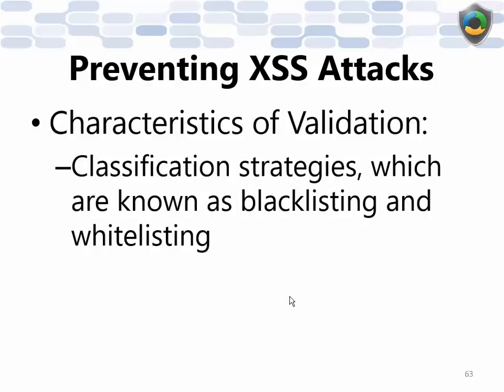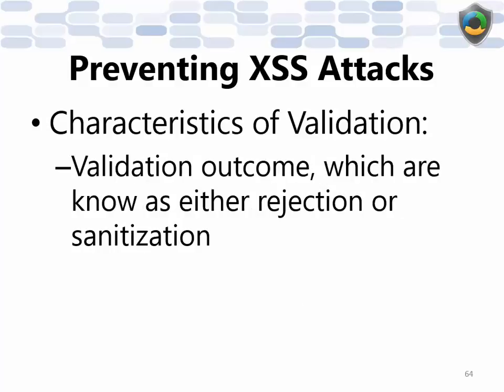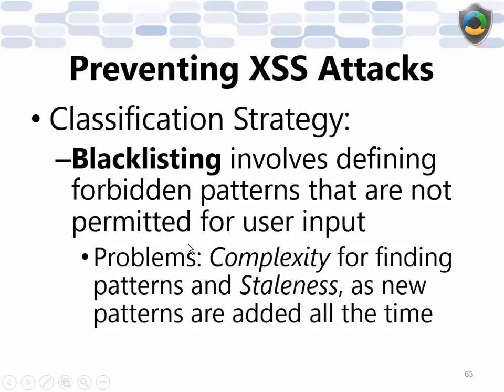The way that you typically do this is you use either blacklisting or whitelisting. All right? And those are the typical classification strategies, and the typical outcomes of this will be either rejection or sanitization. So, blacklisting, it's hard to do because, as mentioned there, it involves defining forbidden patterns that are not permitted for user inputs. They're complex because finding every pattern and every derivation of every pattern is difficult, if not impossible. And they become stale fast, meaning that new patterns are created and added all the time.